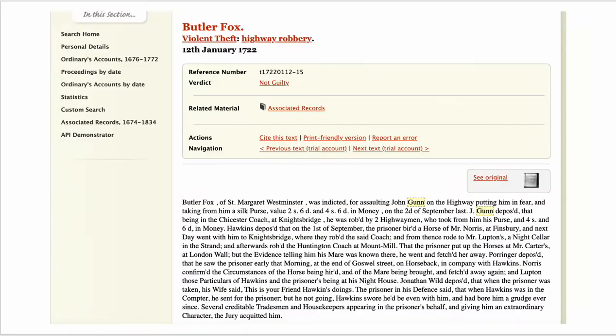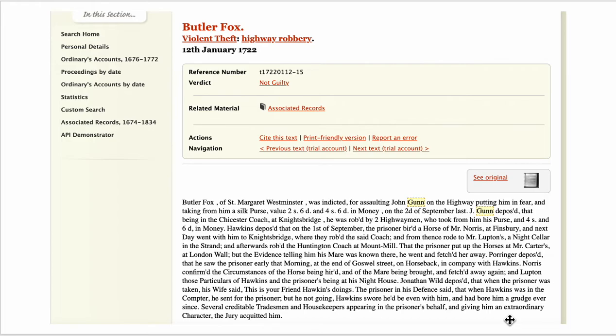So I've just looked for one using my surname, Gunn, and this was just one of the first ones I found, which was this case of a violent theft of highway robbery on the 12th of January 1772, where somebody called Butler Fox was accused of assaulting John Gunn on the highway. And Butler Fox in the end was acquitted. But you can read all about the case, where it took place, what happened, the evidence, and if witnesses give evidence, all of those things.